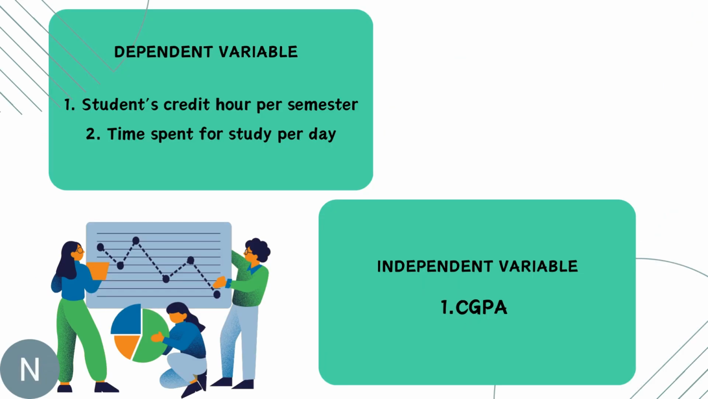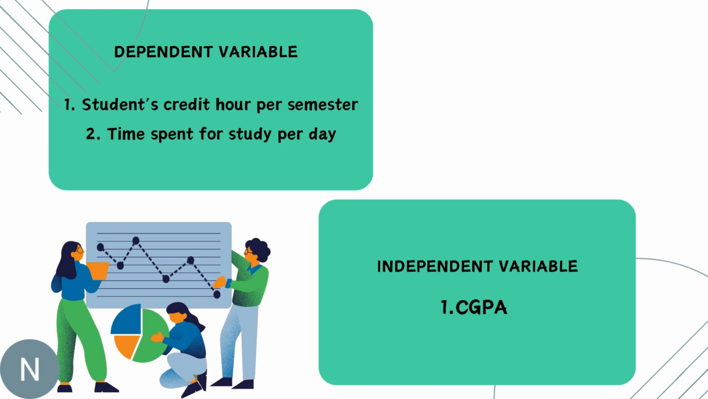In our study, we are examining the relationship between certain academic variables to gain insight into student behavior. So we have two dependent variables, the first one is student credit hour per semester. The dependent variable refers to the outcome or response we are studying. In this context, the first dependent variable is the number of credit hour a student undertake per semester. The second dependent variable is time spent for study per day. This variable explores the amount of time students dedicate to their study on a daily basis, providing insight into their commitment and engagement with academic tasks.